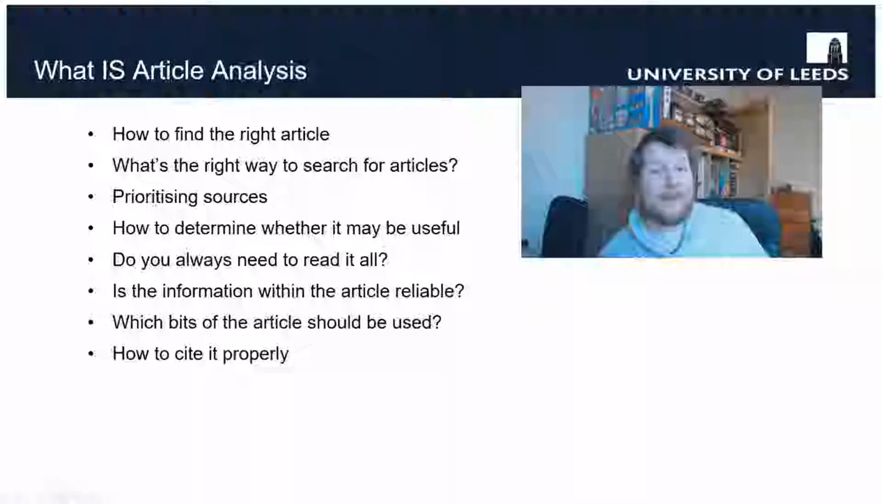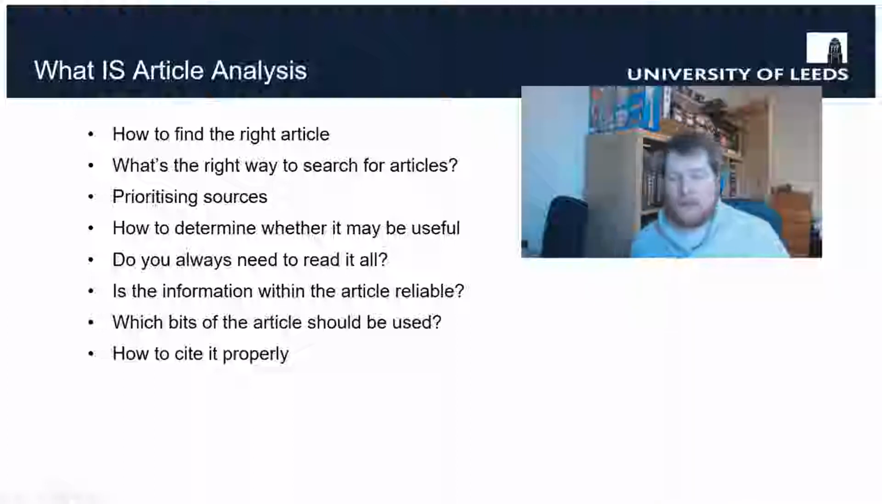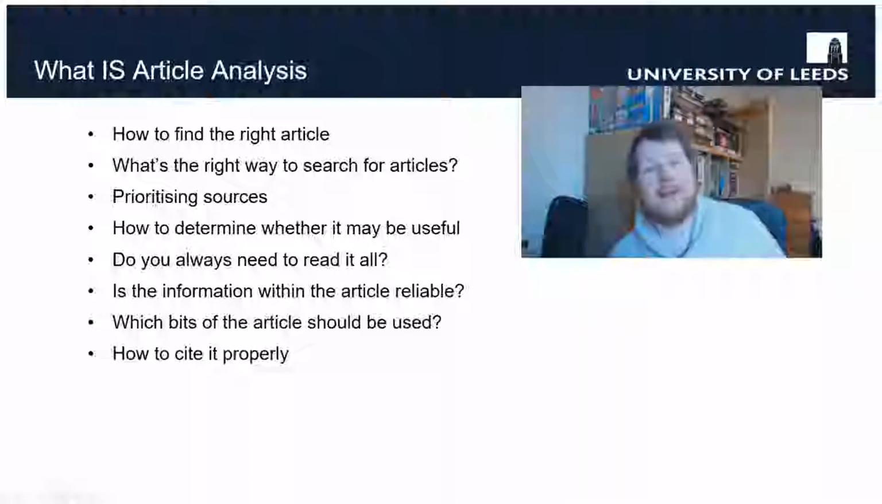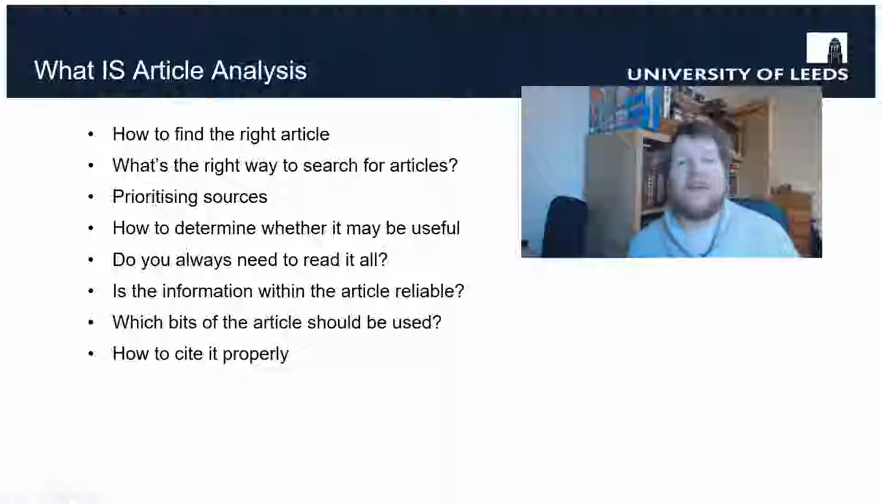So the first thing that we're going to do today is talk about what the components of article analysis are. What are we going to look at in today's video? What we want to do first is find the correct articles. It's all well and good being able to analyze the articles that are in front of you, but if you've not found the correct ones, then that's not going to be very much help.